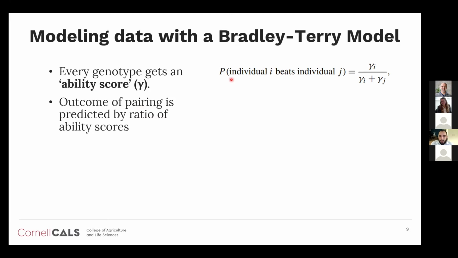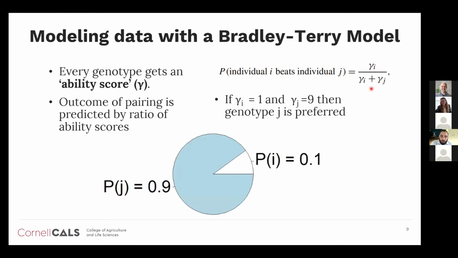So in the simplest model, the probability that genotype I is preferred to genotype J is gamma I over gamma I plus gamma J. Quick example, if gamma I is 1 and gamma J is 9, genotype J is preferred, and we'd expect 90% of the insects to prefer genotype J and 10% to prefer genotype I.